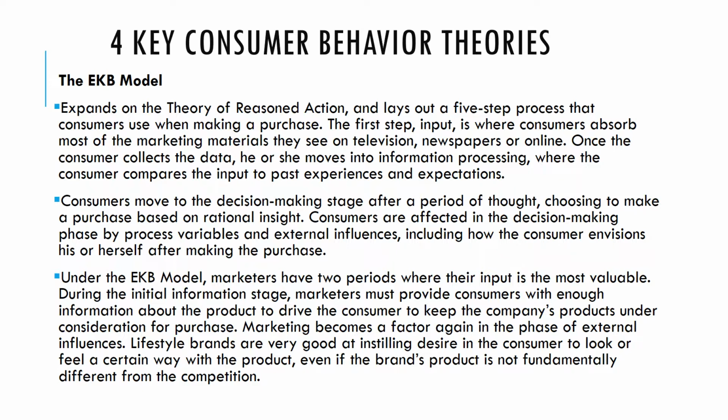The next consumer behavior theory is called the EKB model. It expands the theory of reasoned action a little bit further and lays out a 5-step process that consumers use when making a purchase. The first step, input, is where consumers absorb most of the marketing materials they see on television, news, or online. They take the wide variety of advertisements seen to them and they absorb it.